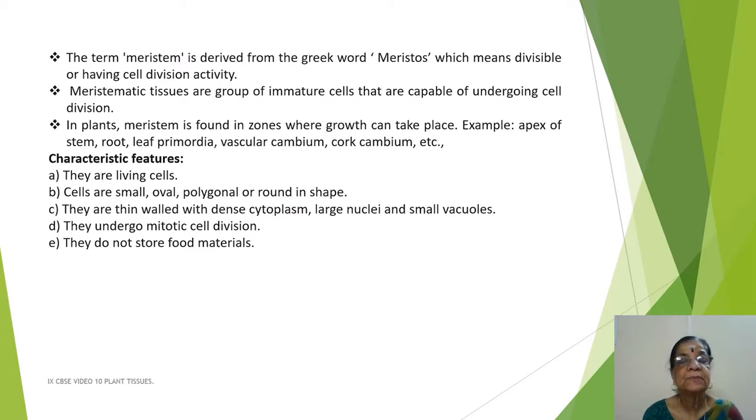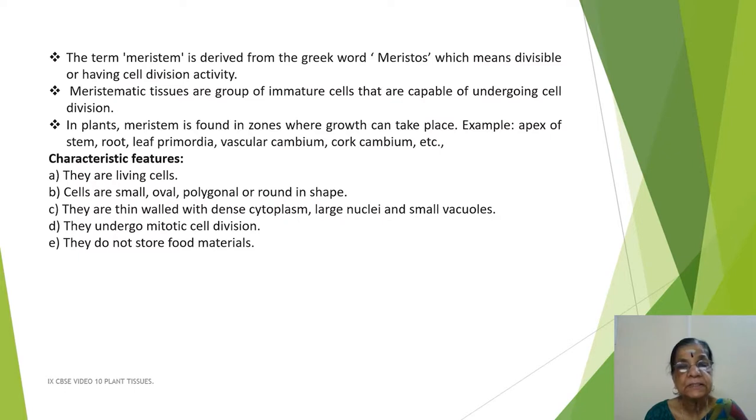And in plants, meristem is found in the region where growth can take place. What are the examples? Apex of stem and root, where apex means the tip; leaf primordia, that is the leaf tip portion, the region where growth starts. Vascular cambium and cork cambium. I will tell you about the cambium in the next part. Vascular cambium and cork cambium. I hope you are listening.